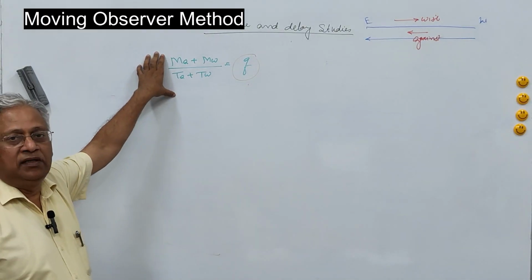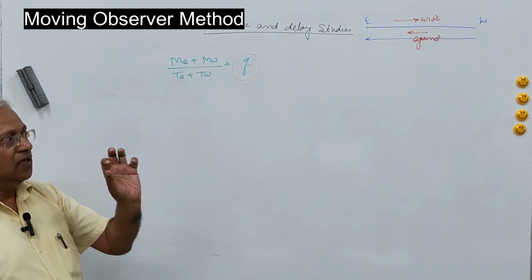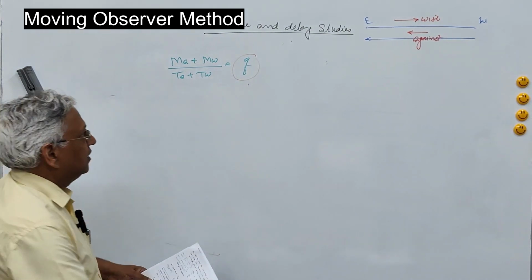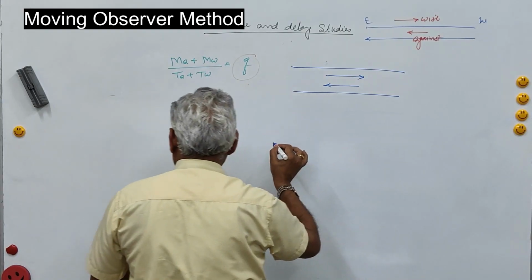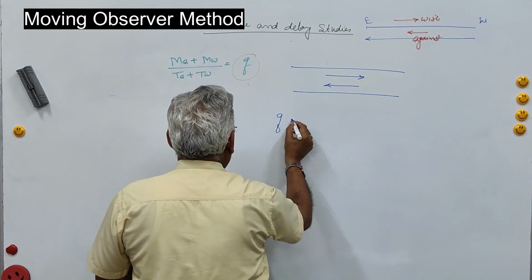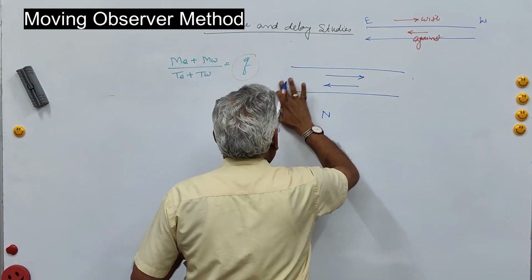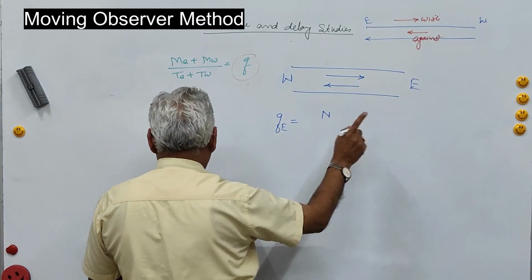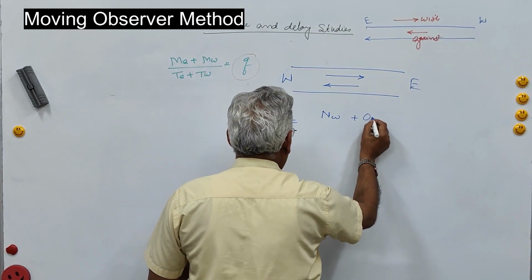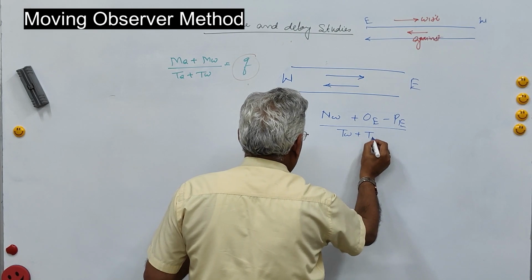Now, these equations have been derived, again, assuming that there is no flow from the opposite direction. That means the street is one way. If the street is two-way, then in case of two-way movement, this equation gets modified, so that Q is equal to, and I'm just putting here east-west, so QE in each direction will be NW plus OE minus PE upon TW plus TE.